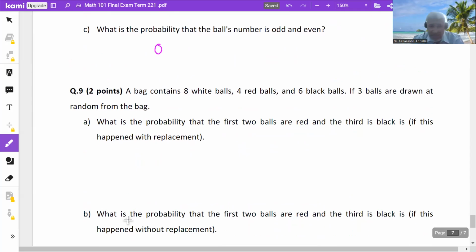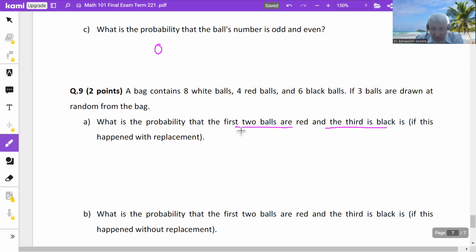A bag contains 8 white balls, 4 red balls, 6 black balls. 3 balls are drawn at random from the bag. What is the probability that the first 2 are red and the third is black? If this happened with replacement, let us do it step by step.